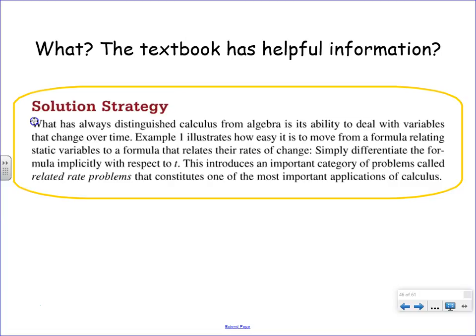I added that, the textbook actually has helpful information. I thought it was kind of interesting in a sense that it's talking about how important related rates are, in that the big distinguishing characteristic between calculus and algebra is calculus's ability to deal with variables that change over time. And so with this whole idea of related rates, it's literally talking about how one quantity is changing in relationship to 1 or 2 or 3 or however many other quantities are in the actual formula. And then it's talking about how it's one of the most important applications of calculus. Anyway, I thought it was kind of cool.